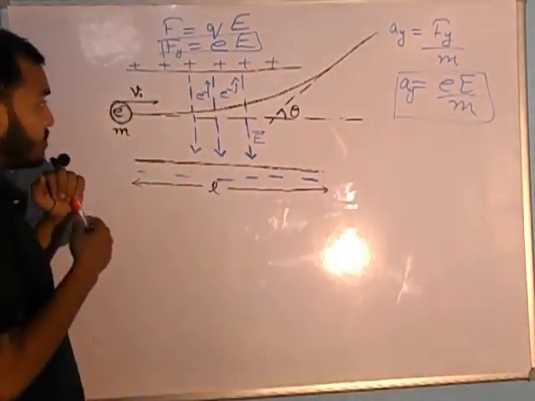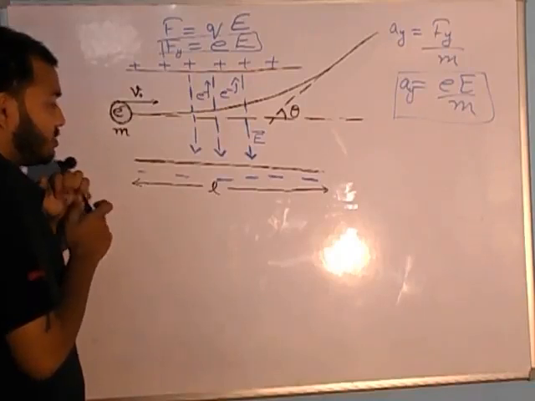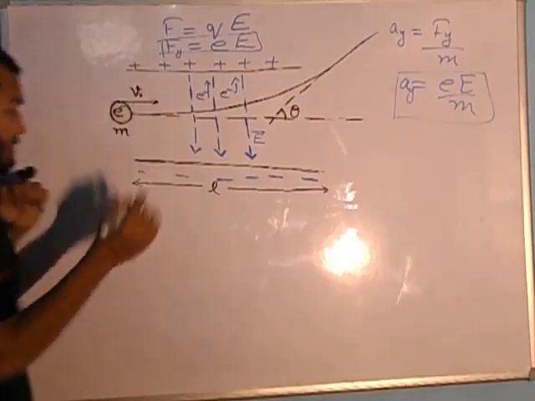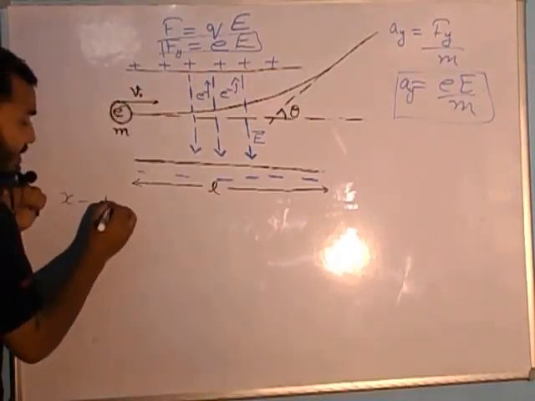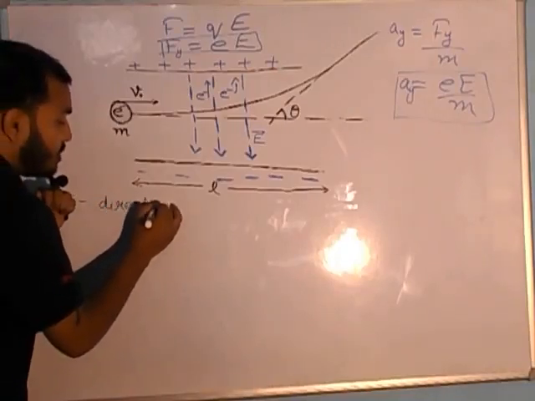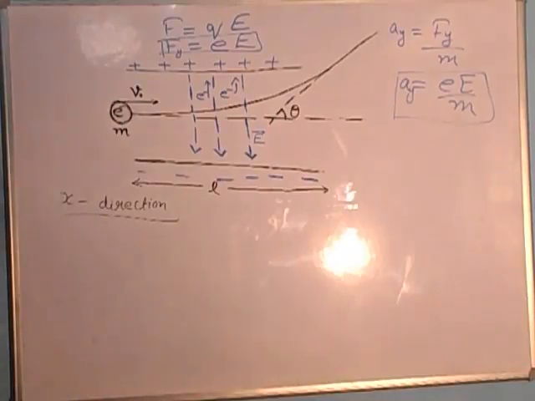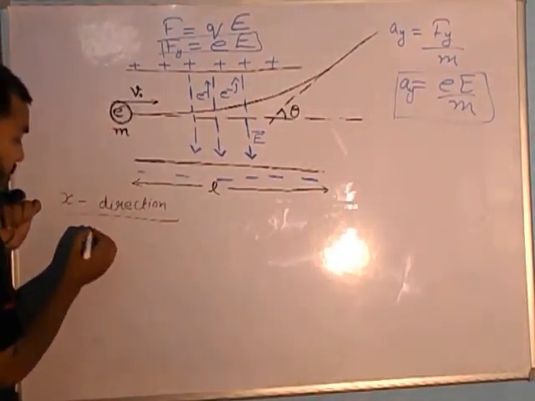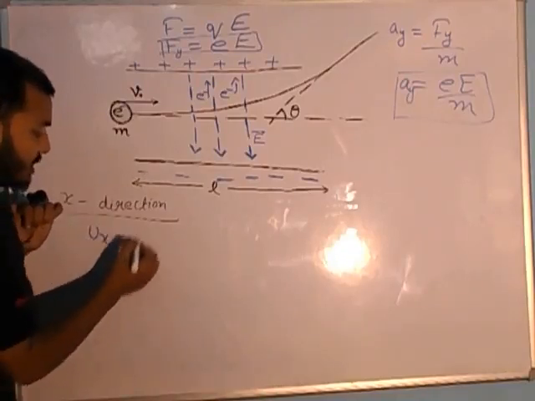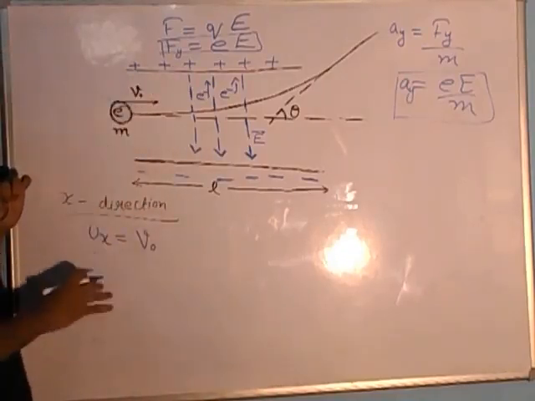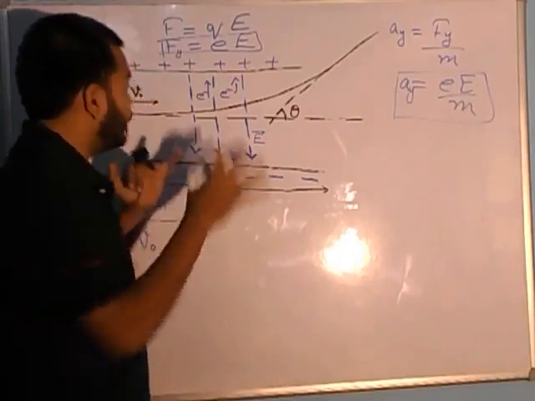Now we have to consider the path of this electron, so we will consider two motions of the electron. First, in the x direction. So first we are going to consider the motion of the electron in the x direction. What is the initial velocity of the electron? Yes, it's v0, the velocity with which it enters the field.